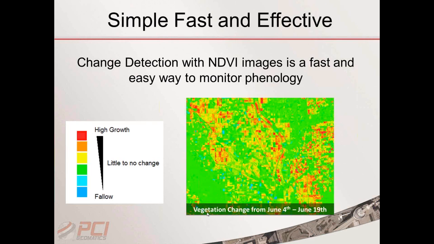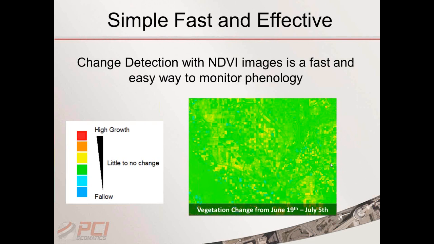As we can see here in this example, in this screenshot, as we're measuring relative changes, we can see that the vegetation changed from June 4th to June 19th. So we can see where we had high growth in areas denoted in red and orange. And then yellow and green, particularly green, is areas of little to no change. And then the cyan and blue colors denote where there was a negative change, so where there was vegetation and then it became fallow.